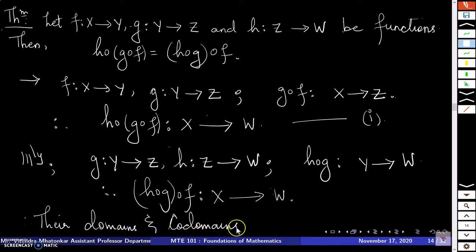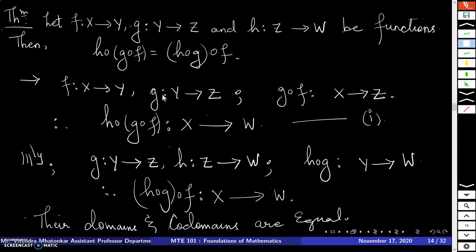The domains and codomains are equal. Next, we have to show that they agree at each and every value in the set X. If we are able to do that, then we can say that both these functions are equal, and hence composition of functions is associative, right?